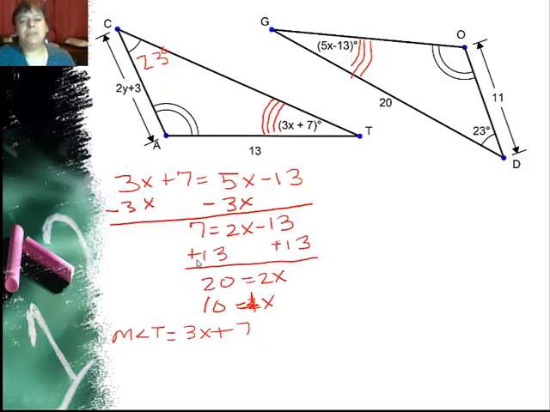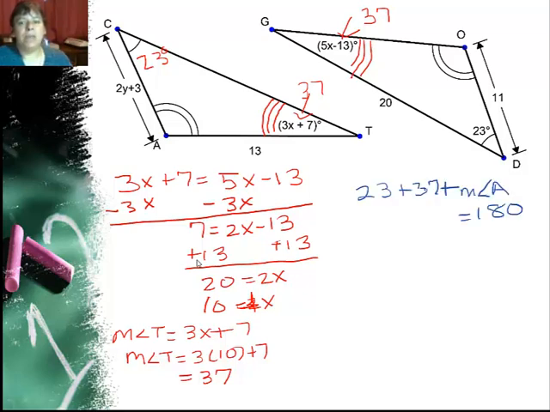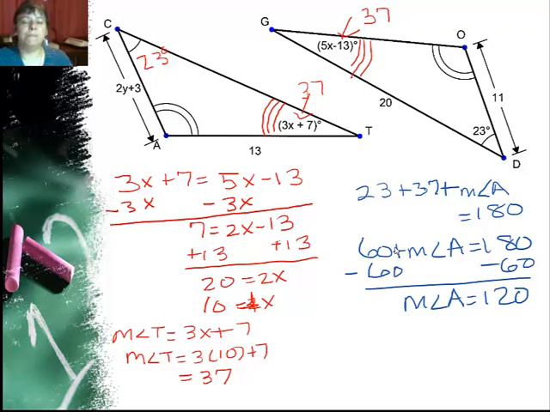And then I'm going to substitute 10 into the next expression, and I get 37 is the number of degrees in that small angle, so I put 37 in there. Then I can use the triangle sum theorem, which says that all angles in a triangle add up to 180. So I'm going to add 23 plus 37 plus measure of angle A equals 180. Simplify by combining like terms. So 60 plus measure of angle A equals 180. Subtract 60 from both sides. And we get measure of angle A is 120.